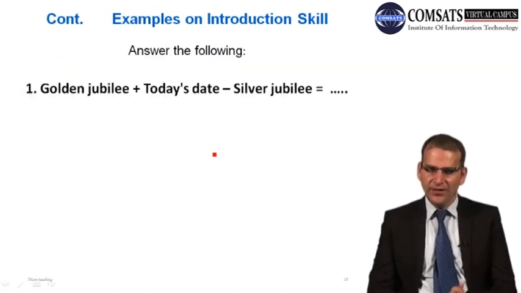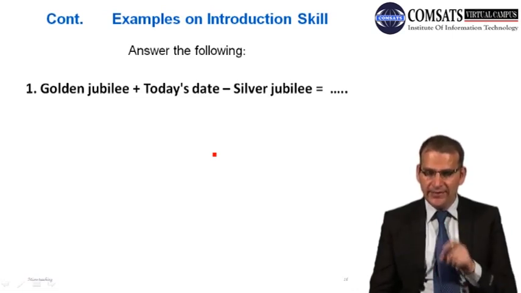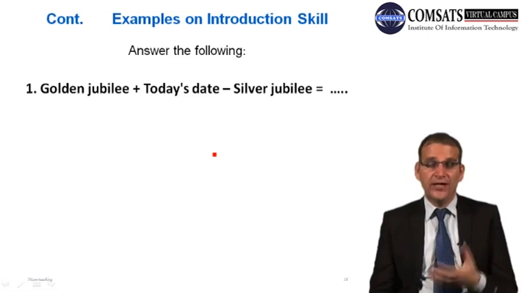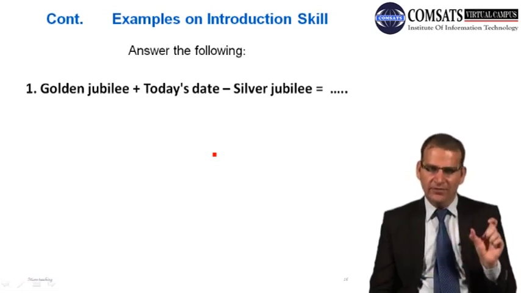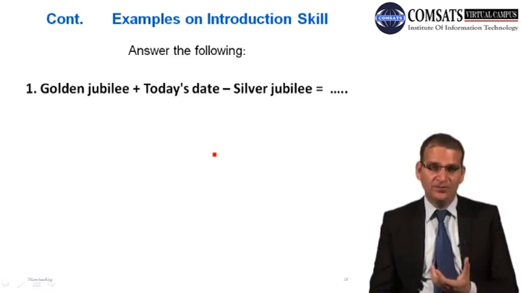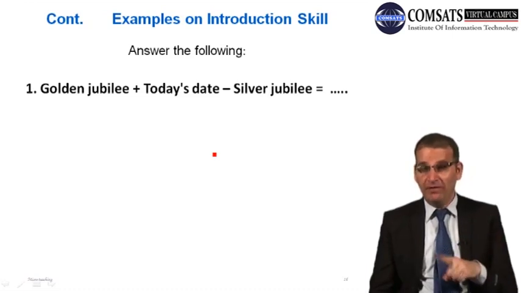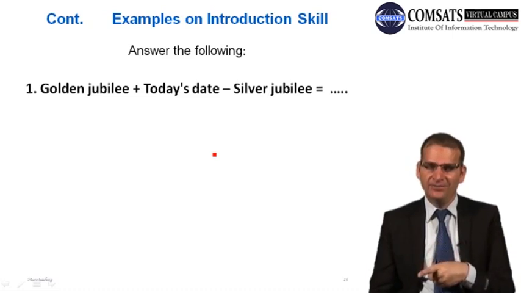Right? Another example: golden jubilee plus today's date minus silver jubilee equals what? Golden jubilee, yes, how many years? 50, alright, plus today's date. Today is, for example, the 4th. So 50 plus 4, 54, minus silver jubilee. What is silver jubilee now? 25. Is that clear? So 50 plus 4, 54, minus 25. The answer is 29. An algebraic example.